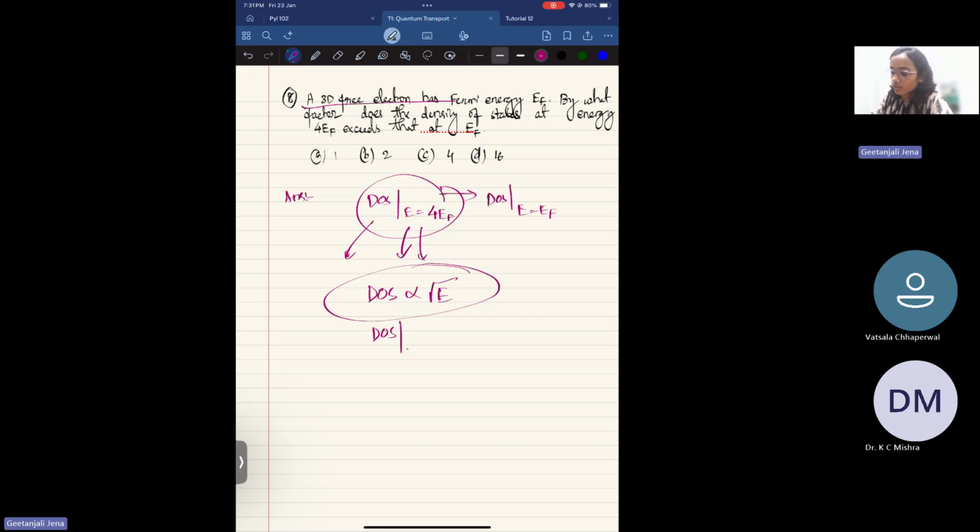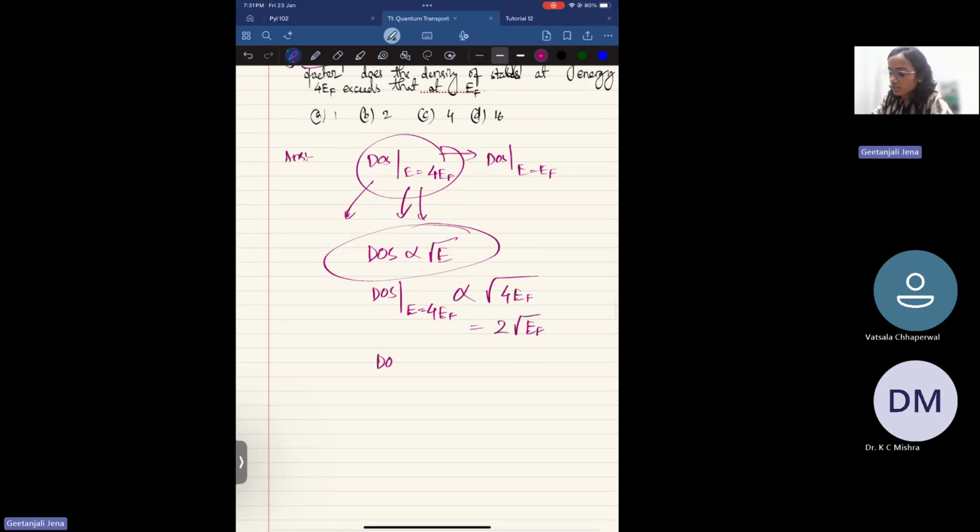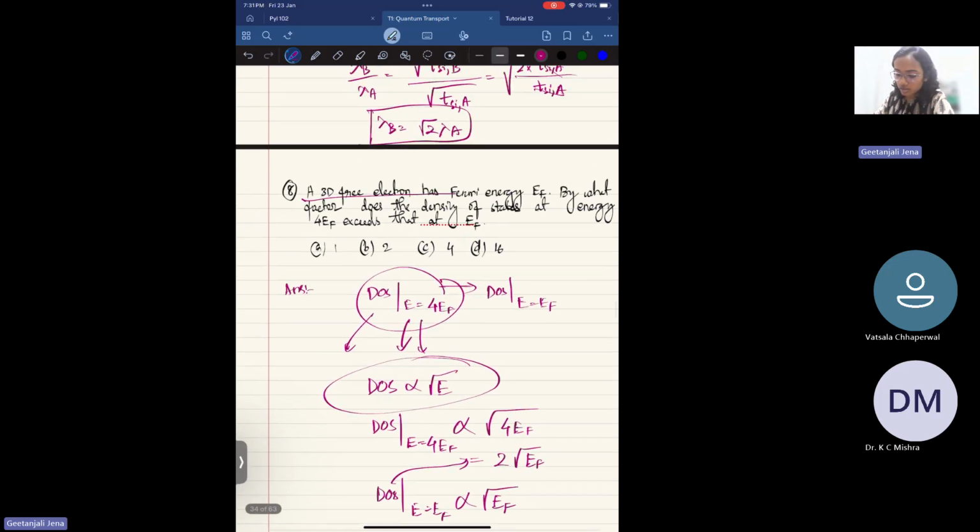So DOS at E equal to 4EF is 2 times square root of EF, right? And the density of states at E equal to EF is proportional to square root of EF. That means the density of states at 4EF is twice the density of states at energy E equal to EF. So the correct answer to this is option B.